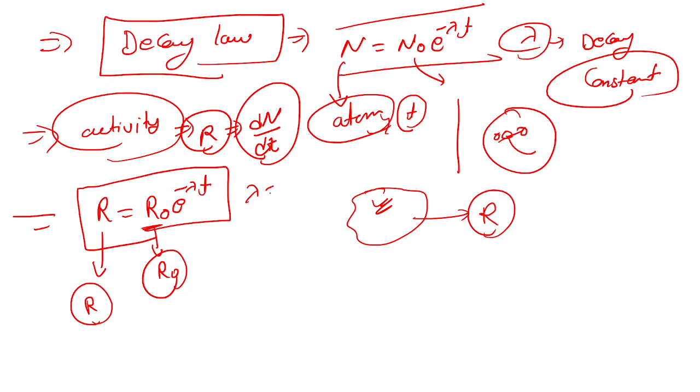Lambda is the decay constant, and T is what? T is your time period. And time period means what? This is the time period, the value of T, which tells us the age of that fossil.